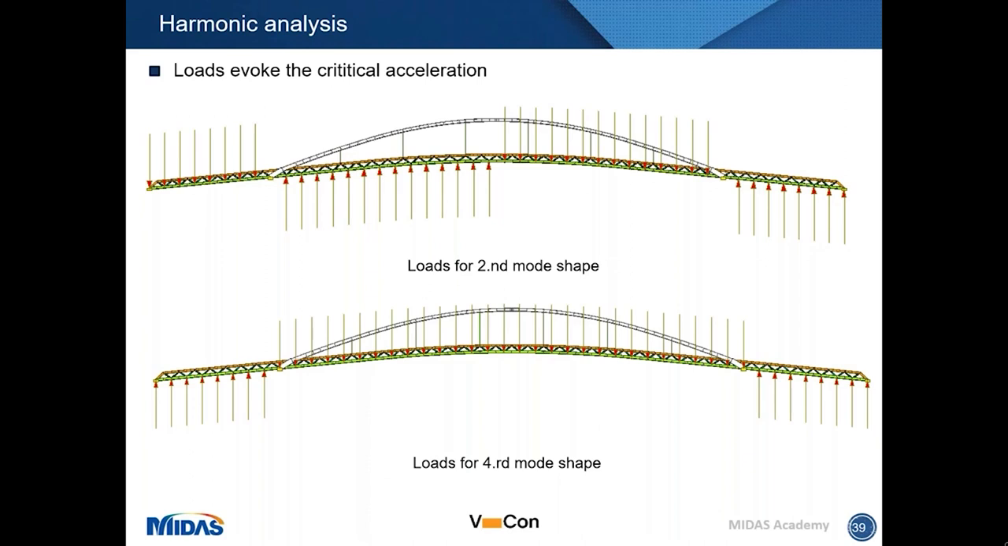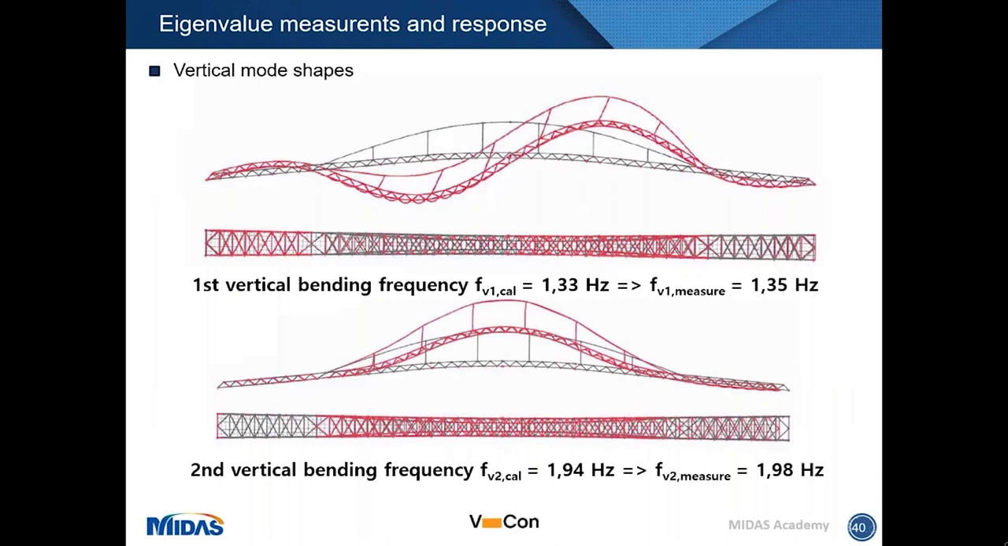So we have to evoke the loads for the acceleration of the footbridge, and the time loading is oscillating up and down according to the chosen time history function. We have to put loads according to our modal shapes, and the force is 10 seconds balancing up and down in the critical places of the modal shapes. Here you can see the vertical mode shapes with the first vertical bending frequency 1.33 Hz.